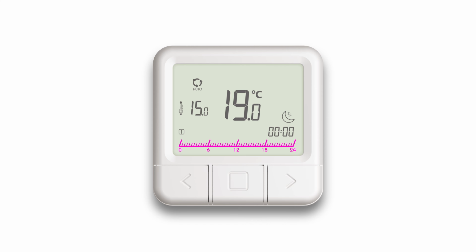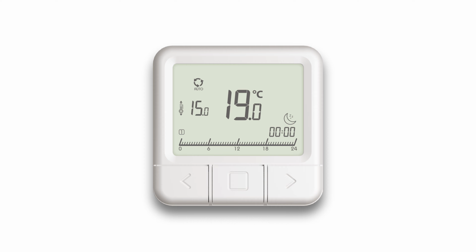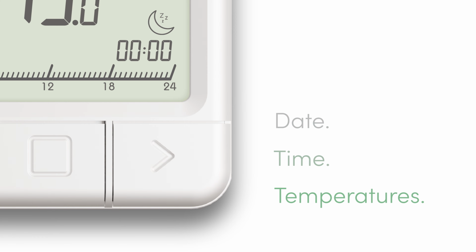The bar at the bottom of the screen displays a 24-hour timeline, divided into 30-minute intervals. Each interval can be assigned a target temperature, eco, comfort, or anti-frost. Before creating a weekly schedule for program mode, it is essential to configure the basic settings, including date, time, and temperature values for eco, comfort, and anti-frost.